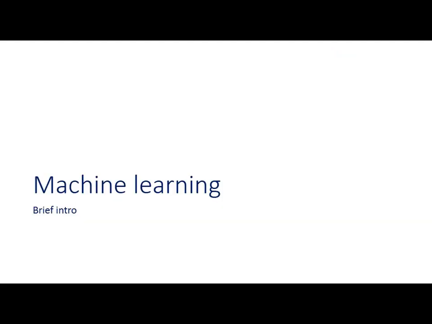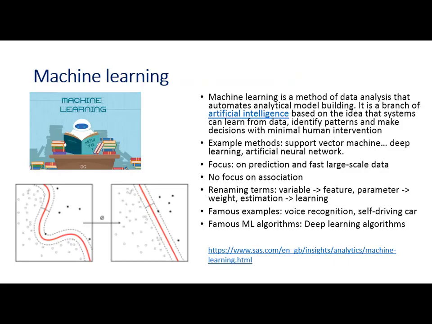Okay. So machine learning. Machine learning, one possible definition is it is a method of data analysis that automates analytical model building. And it is a branch of artificial intelligence based on the idea that systems can learn from data, identify patterns, and make decisions with minimal human intervention. Okay, so that would be the big car.